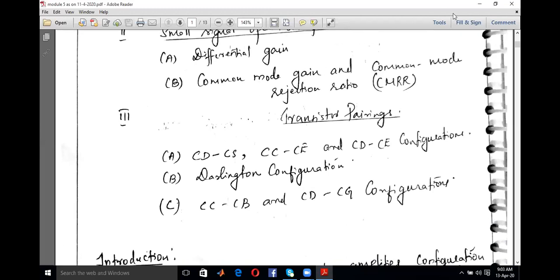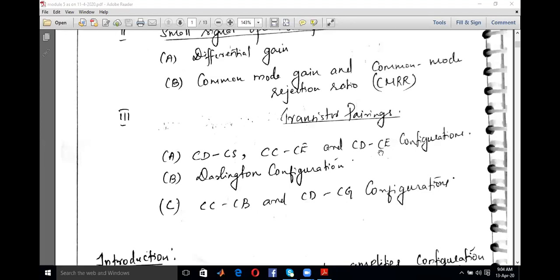Followed by the small signal analysis, we'll be dealing with transistor pairings. As the name indicates, we are going to combine different configurations together, exploiting the features of the configurations simultaneously. The first is CD-CS, which means we access the features of common drain as well as common source together. The second pair is common collector, common emitter. This is the bipolar version, whereas CD-CS is the MOSFET version.